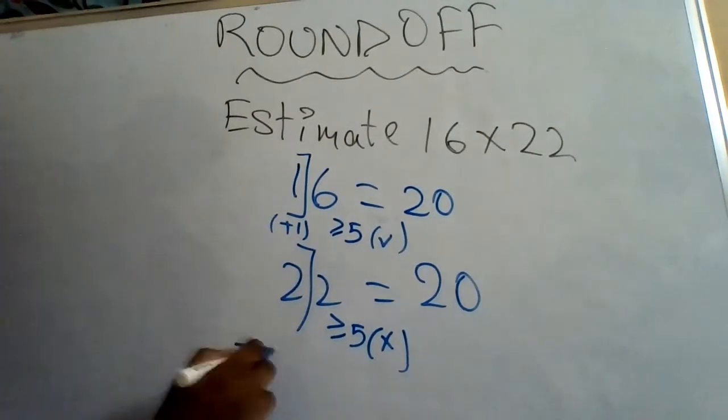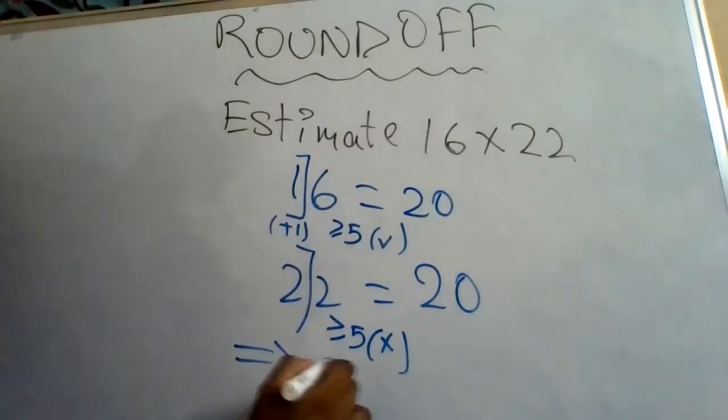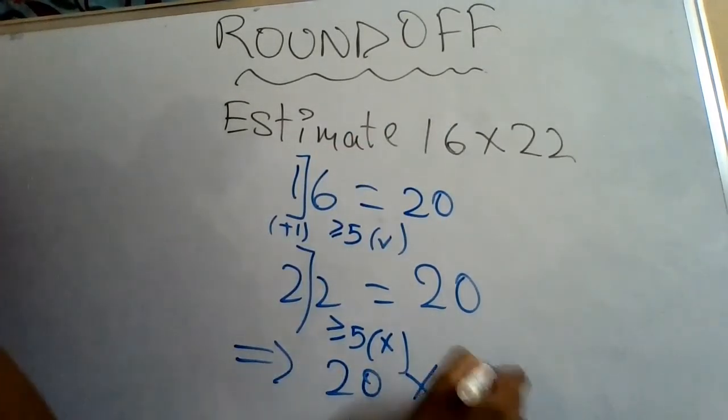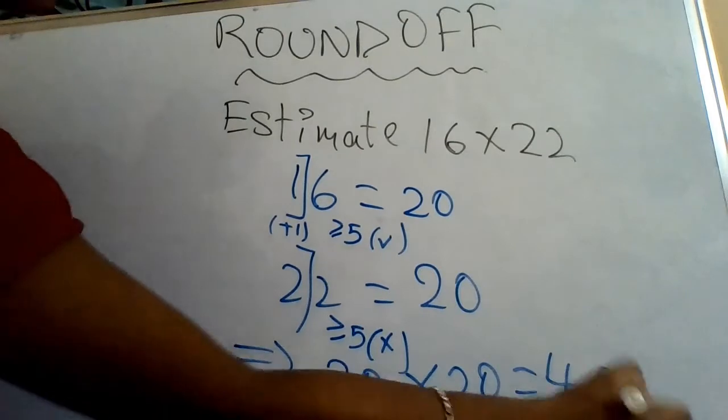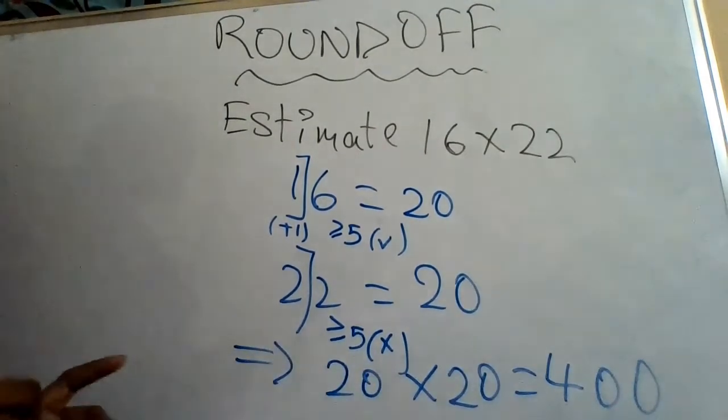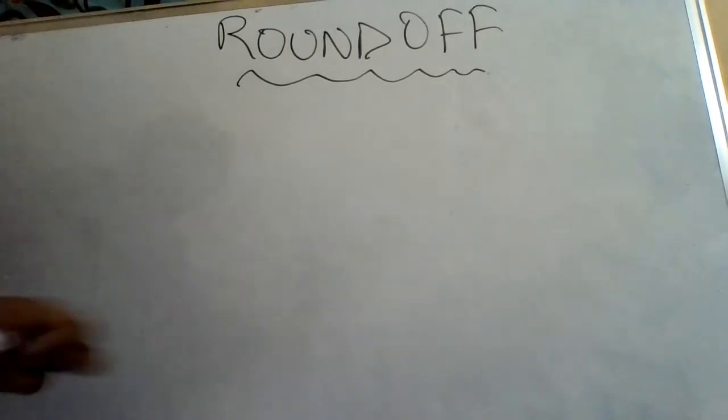Now the final answer: as we have multiplication, 20 multiplied by 20. 2 twos are 4, and with 2 zeros, it will become 400.